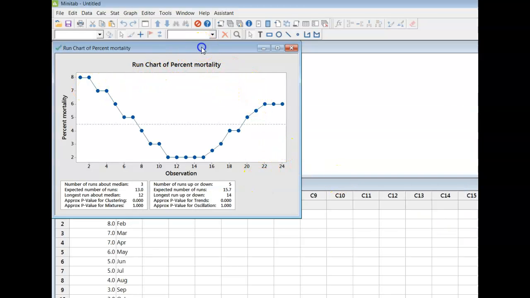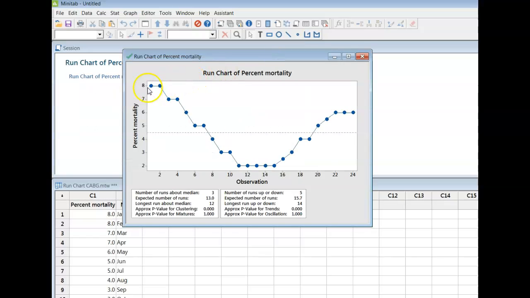So all my chart is doing is plotting the data as they appear in order in my spreadsheet. And down on my x-axis, Minitab is just showing me that I've got 24 data points, and here they are in order. So starting off 8% in January of 2012, 8% again in February, and so on.